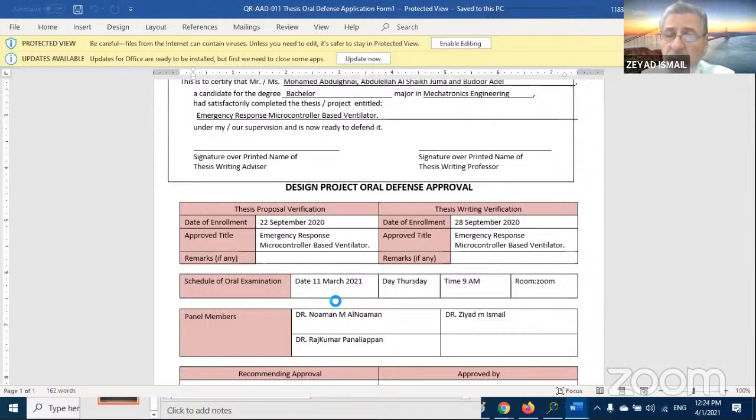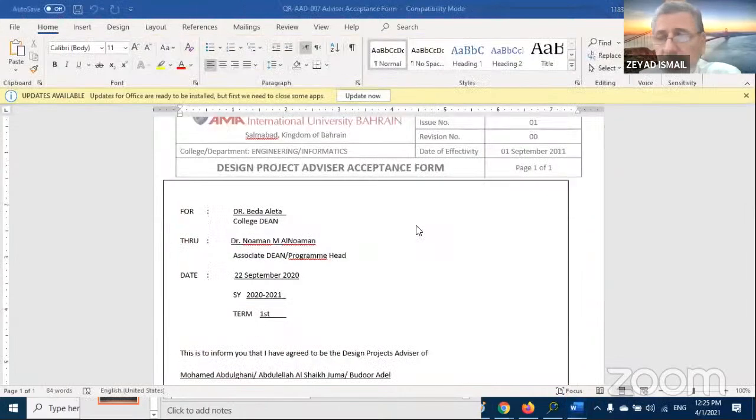But for project B, there will be two faculty with the coordinator and an external examiner. The external examiner should be an engineer with experience of 5 years. The students will have to look for that type of external examiner. And he should be in the field of mechatronic, mechanical, or electrical engineering or electronic. And he will be a member of the committee. So the committee will be including three members beside the coordinator. So four members to discuss with the student as a final year project.